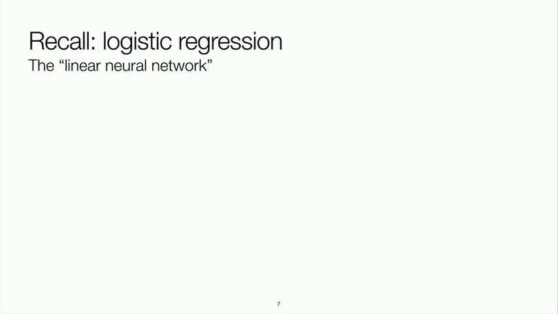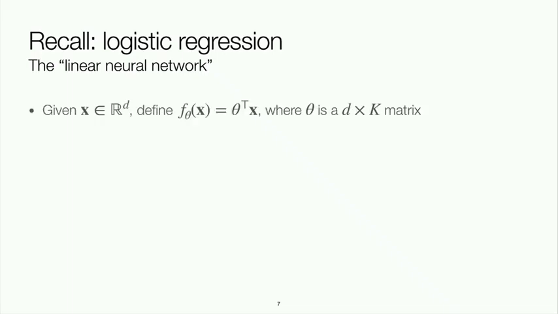What did logistic regression look like? Remember, it's this linear model that we can use for classification, right? So we're given some d-dimensional input, x. Our model, f, with parameters theta, was defined as just this linear thing, theta transpose x. And theta here, in particular, is going to be d, the dimensionality of the data, by k. K is the number of classes. So here I'm trying to do a classification problem over k distinct classes. For example, for digit recognition, it might be 10 classes, so then theta would be d by 10.